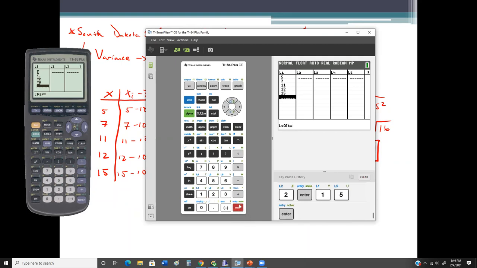So is everybody who has a calculator at least with me plugging it in? Okay. I hope you didn't hit delete. If you hit delete, just restart your calculator, reset your calculator, and it should bring back L1, okay?